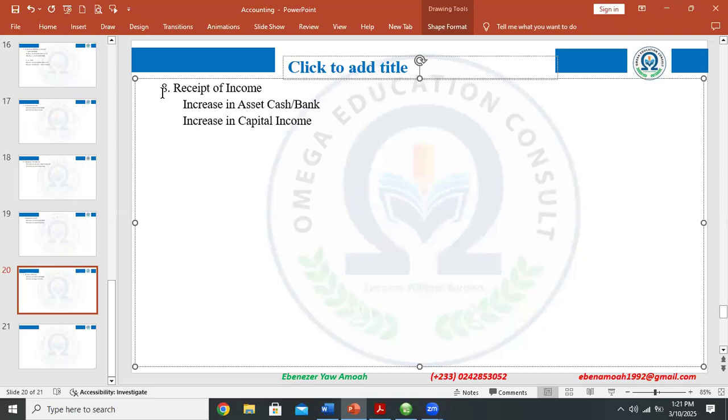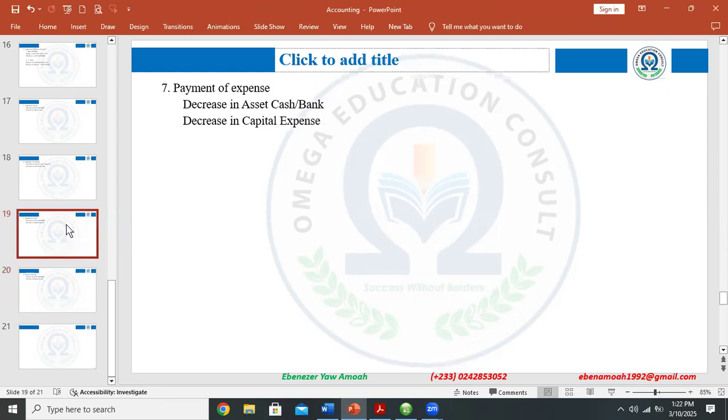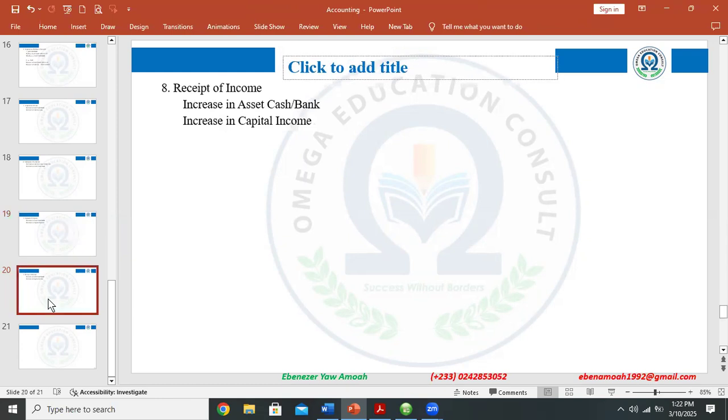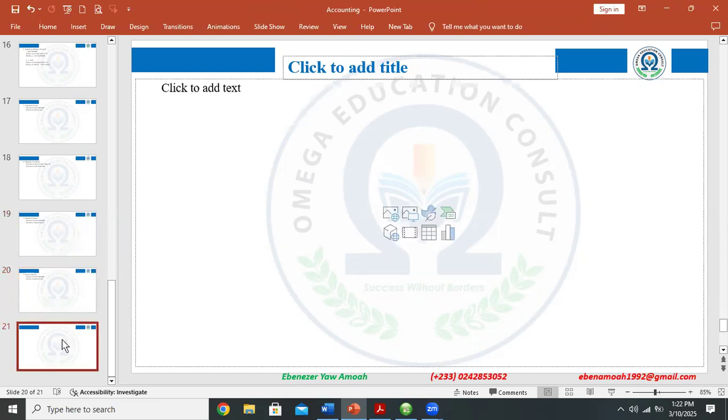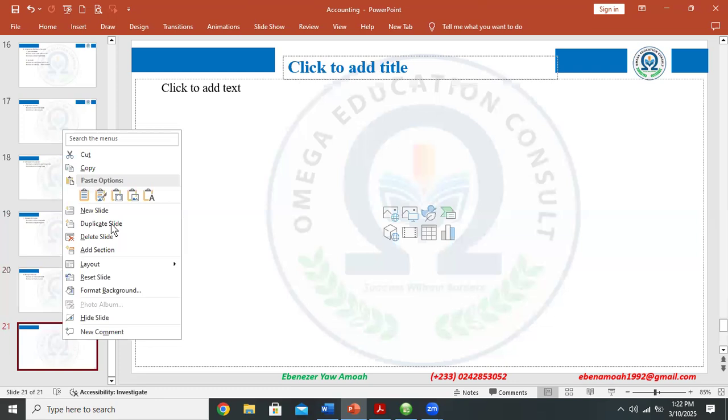Okay, so I think the income is the opposite of expense, right? And as we learn, you begin to draw some summaries to assist you understand them perfectly. So if you look at the expense, it leads to both decrease in asset, decrease in capital, while income, on the other hand, leads to increase in asset, increase in capital. So you can be drawing some of these summaries to help you get the concept easily.